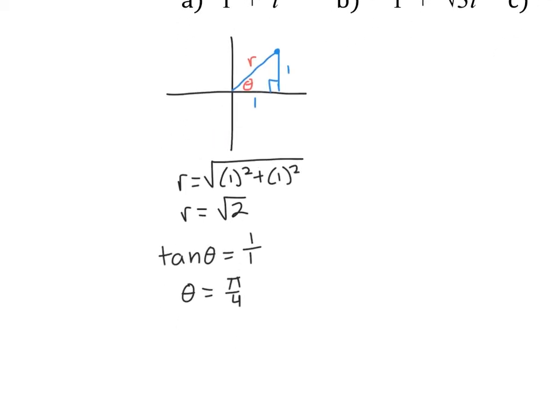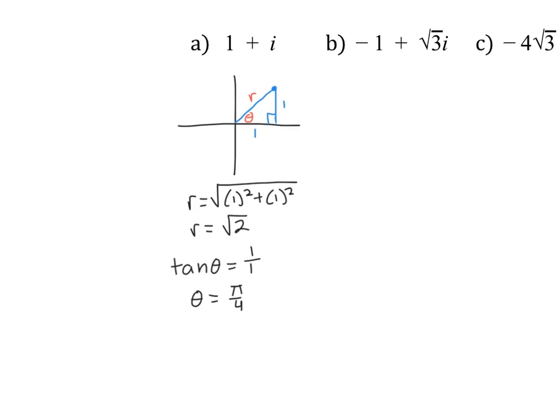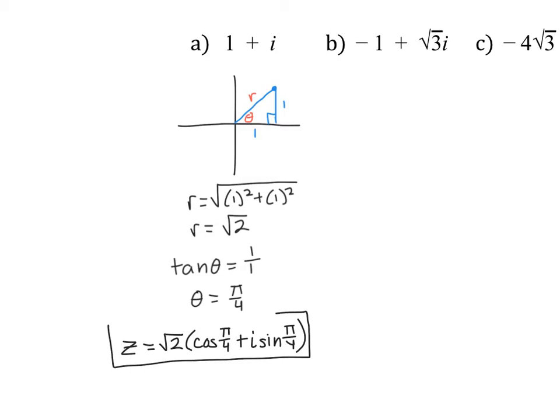And then from here, all we need to do is substitute it into that polar form. So we do z equals r, which is root 2, times cosine of theta, pi over 4, plus i times the sine of theta. And this is the polar form of 1 plus i.